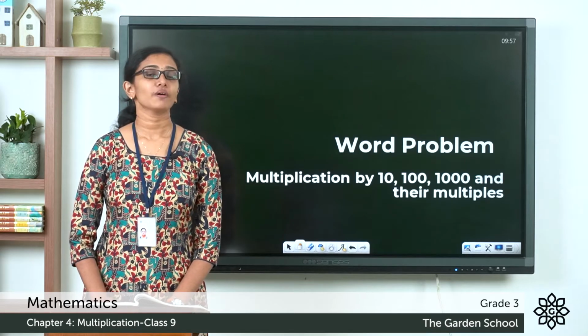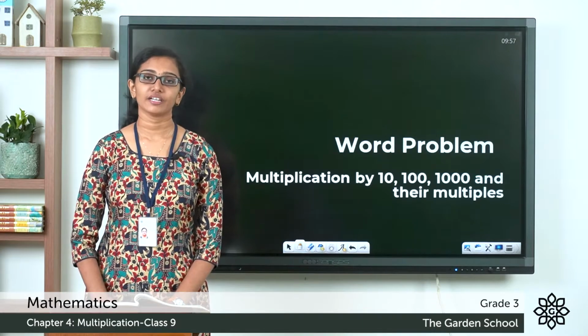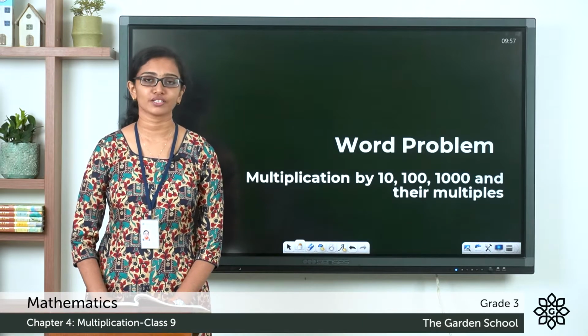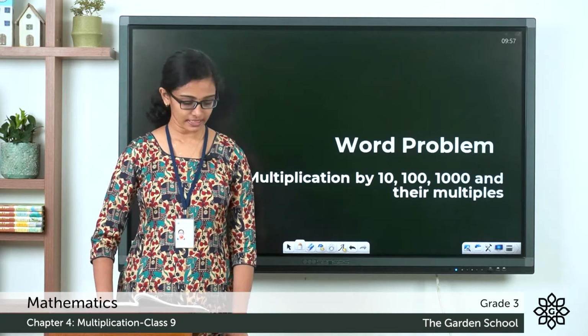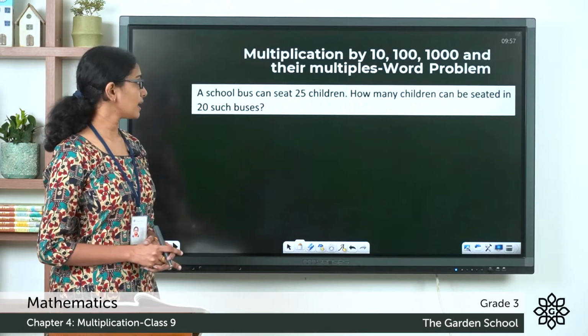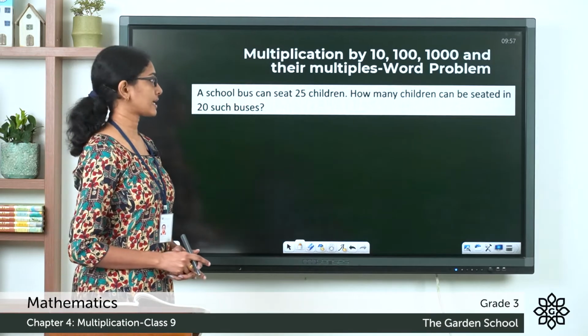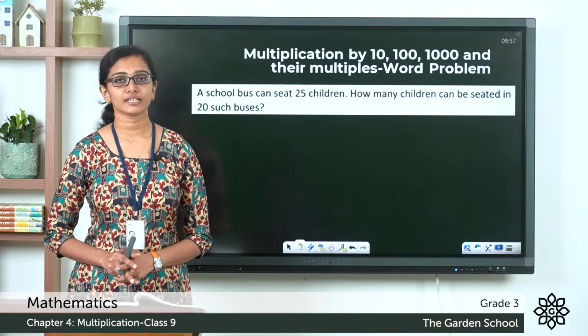Let's learn some word problems involving multiplication of 10, 100, 1000 and their multiples today. So let's see the first question. This is a question from your textbook. A school bus can seat 25 children. How many children can be seated in 20 such buses?